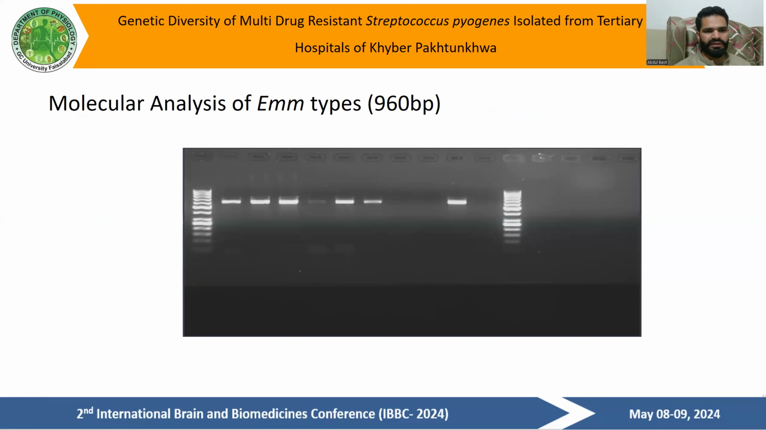This is the molecular analysis of M-types, 960 base pairs. Molecular analysis of M-type revealed the band size of 960 base pairs. In clinical isolates, the positive control used was a Streptococcus pyogenes isolate characterized in the Department of Microbiology, University of Science and Technology, and a negative control was also used.